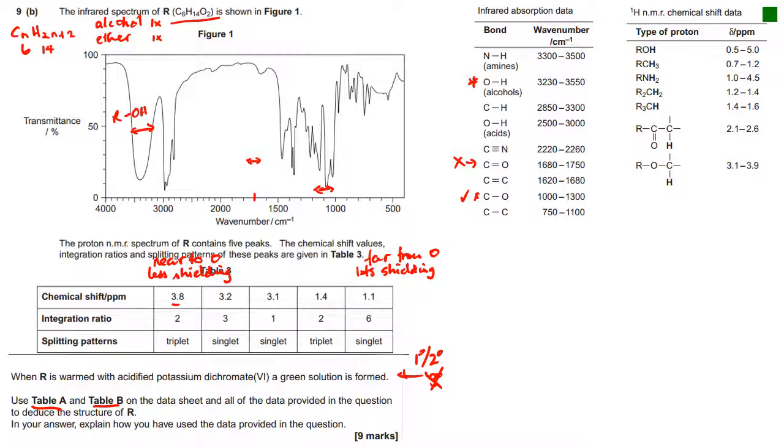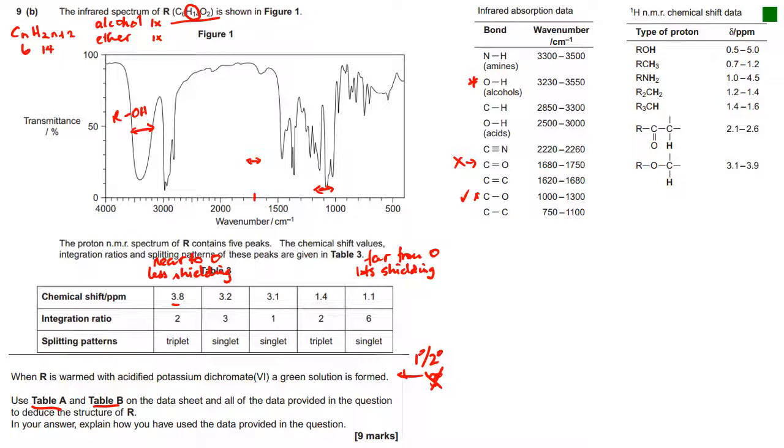Let's now have a look at the integration ratio. These are nice whole numbers already, no fractions or anything that we need to ratio up. Let's just count them all. We've got 2 plus 3 is 5, plus 1 is 6, plus 2 is 8, plus 6 is 14. So that's the same number as the hydrogens in our molecule.